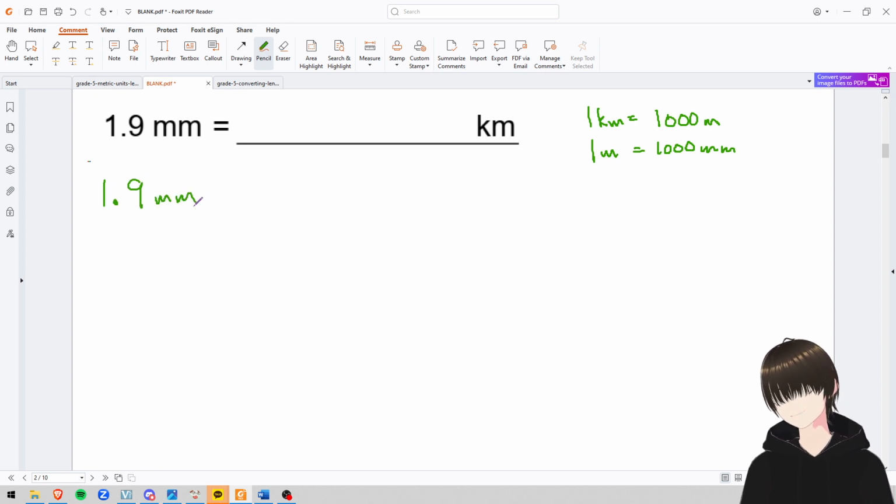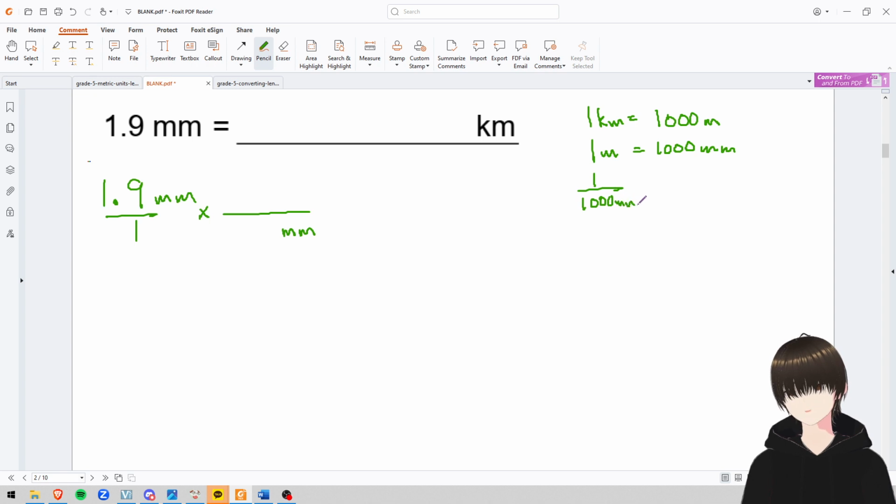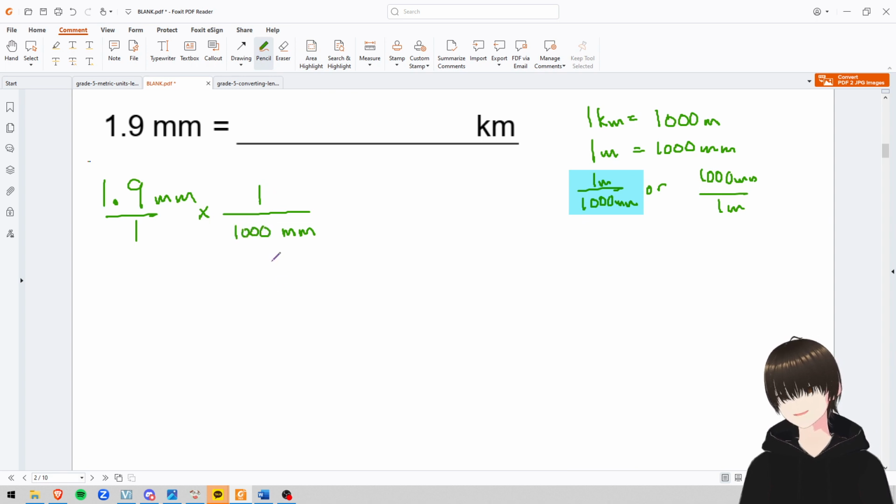Conversion factor: 1.9 millimeters, over 1 of course, is going to multiply with the conversion factor that has millimeters on the bottom. And of course, it's right here. 1,000 millimeters is to 1. So if I want millimeters on the bottom, I could have 1 meter to 1,000 millimeters, or 1,000 millimeters to 1 meter. And you can guess that this is the one we want. It is 1 over 1,000 millimeters. Whew. Let's do it.